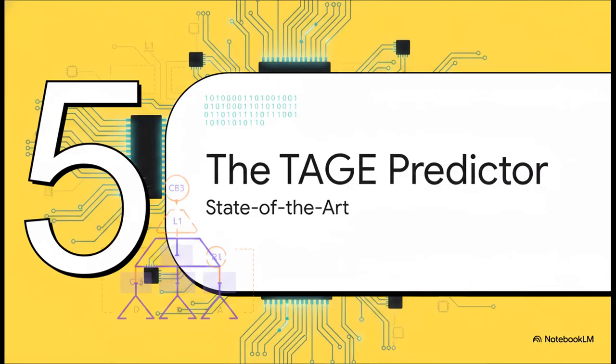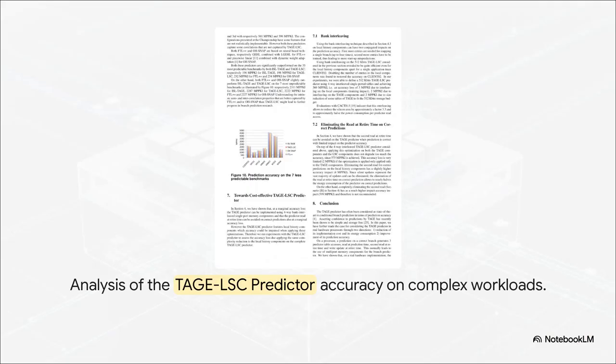Section 5. The TAGE predictor, state-of-the-art branch prediction. Now, what makes TAGE so remarkable as a state-of-the-art solution is exactly how it scales history. It uses a fairly simple base predictor, but backs it up with multiple tagged predictor components. The clever part? These components are indexed using global history lengths that form a geometric series. This means most of the storage is dedicated to short, recent branch histories, but the predictor is still highly capable of capturing correlations with branches that executed literally thousands of cycles ago.